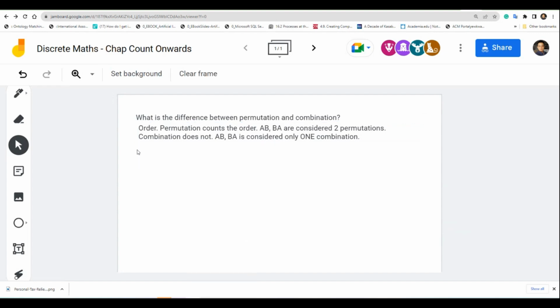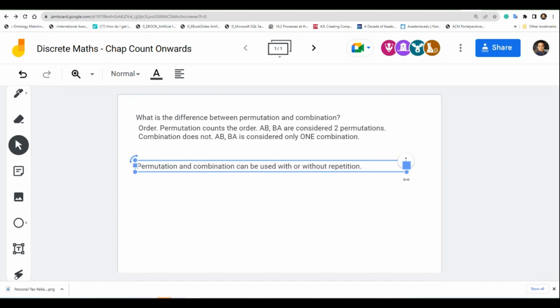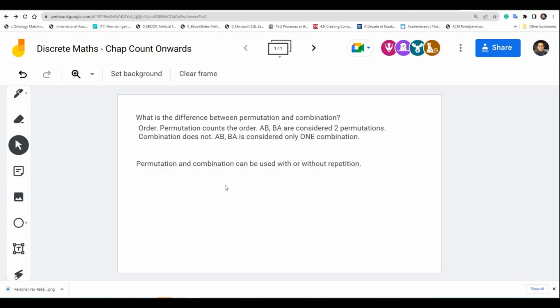Now, permutation and combination can be used with or without repetition. Does anybody still remember or not? What is meant by repetition? Permutation can have repetition and without repetition. Combination can also be with or without repetition. So what is meant by repetition here? From the previous lecture, I already gave one example, right? Before I give the answer?